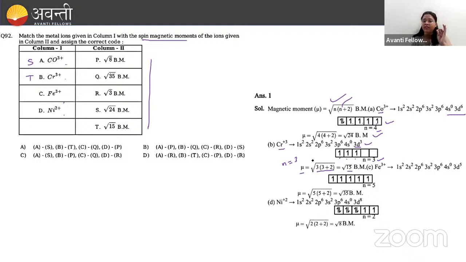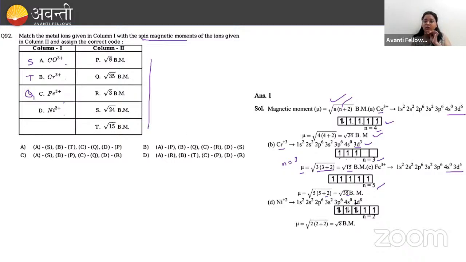Yeah. For Fe3+, what is the electronic configuration? Valence electronic configuration 3d5. So here n is equal to 5. So 5 plus 2, 7. 7 into 5, 35 Bohr magneton. That is for C, it is what? Q.